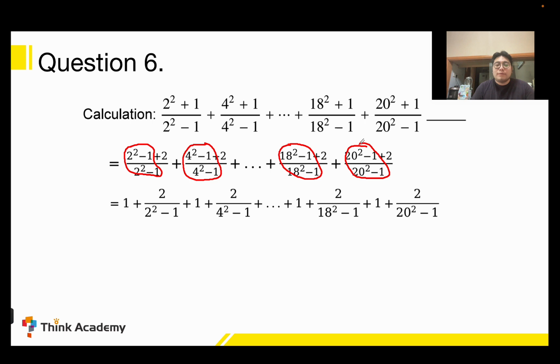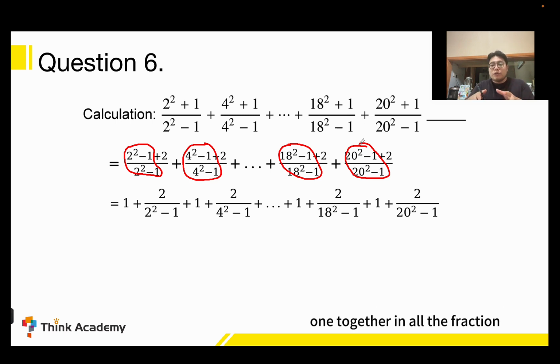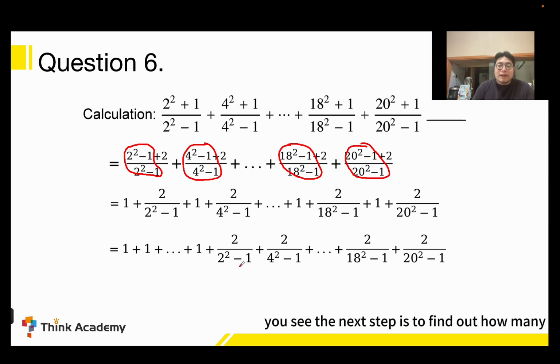Then we can maybe write this sequence in another order. We put the 1s together and all the fractions on the right. So we can write it like that. Okay, now the next step is to find out how many 1s we have and how to simplify the later fraction sum.